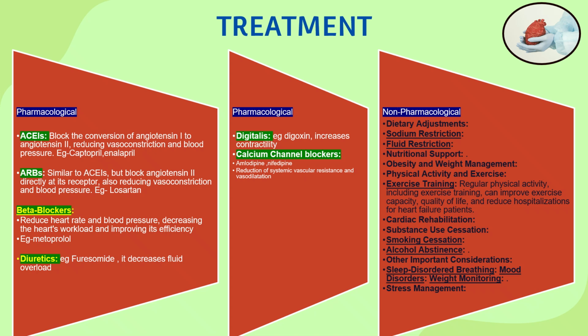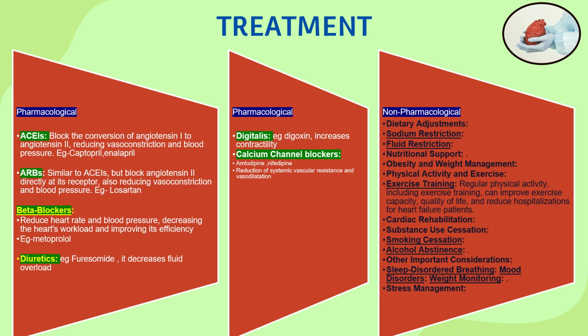So what does it do? It basically blocks the conversion of angiotensin 1 into angiotensin 2. So it reduces your vasoconstriction and your blood pressure. That is what they do in the case of medicines like captopril. Okay. Now, what are ARBs? ARBs are angiotensin receptor blockers. They are a class of medication which blocks angiotensin 2 at the receptors. So it is also the same work. It reduces vasoconstriction and your blood pressure, like your losartan.